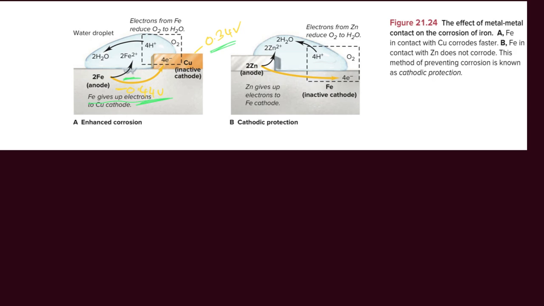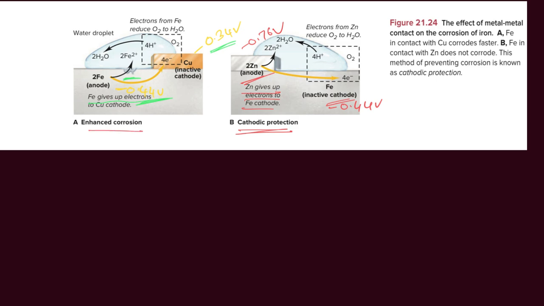But if you take another case, where zinc is coated on iron, the zinc value is -0.76 volt and the iron value is -0.44 volt. Then which will act as the anode? Zinc acts as the anode and iron acts as the cathode. Therefore, zinc reacts first and forms its oxide and protects the cathode, that is iron. Zinc gives electrons to the Fe cathode. So this is called cathodic protection.